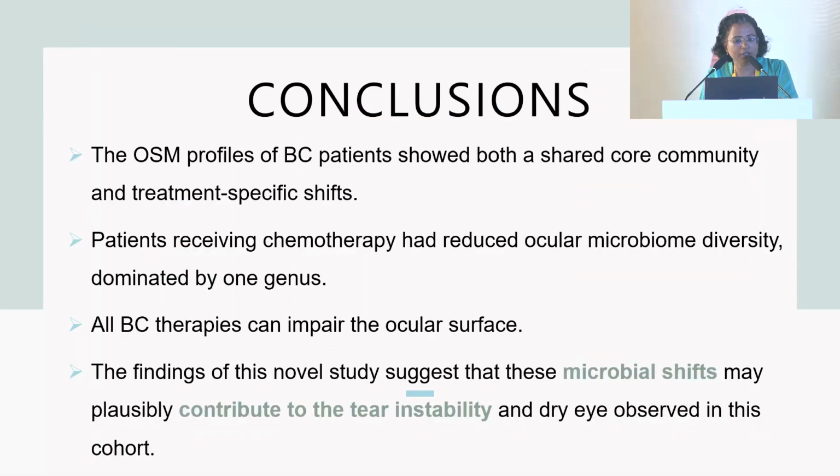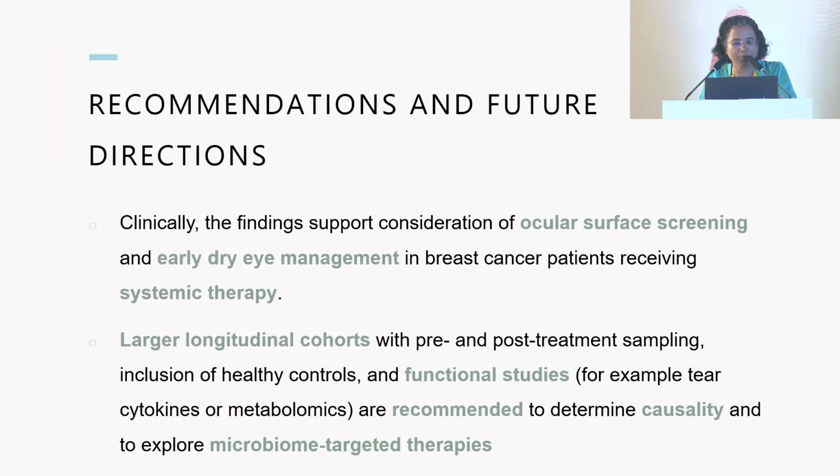So to conclude, the ocular surface microbiome profiles of patients with breast cancer under treatment show a core community which persists across treatment, and there is a shift towards a dry eye disease composition, and patients receiving chemotherapy had reduced ocular microbiome diversity dominated by one genus, that was staph epidermidis. And all therapies do impair the ocular surface, which could be related to the ocular surface disease that is present in these patients. And these findings could then be used to develop longitudinal cohorts with pre and post-treatment sampling.